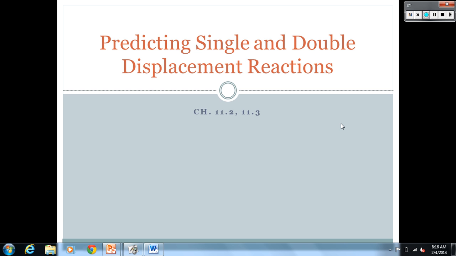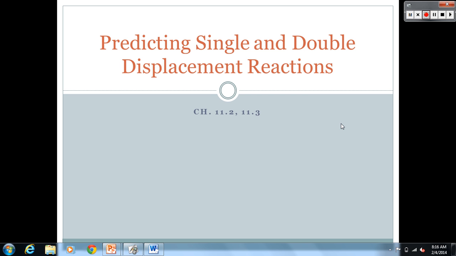These are notes on predicting single and double displacement reactions. If you remember at the beginning of the unit, I said this is kind of where we're heading: to figure out A, if a reaction will happen when two substances are combined or put together, and then B, if a reaction will happen, what the products are going to be.